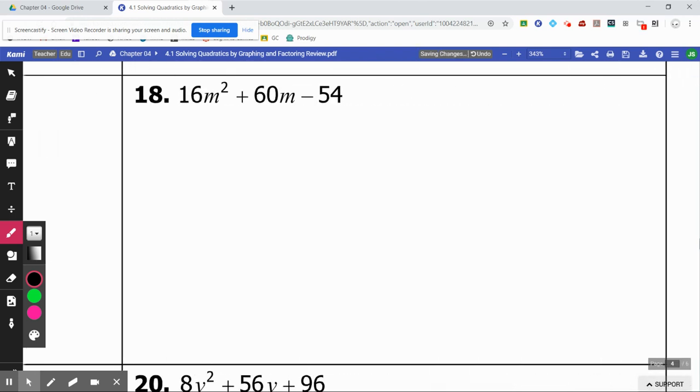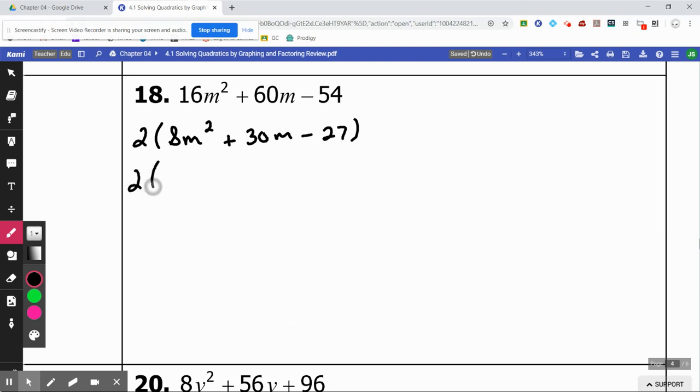Number 18. This one does have a GCF: 16, 60, and 54. We'll factor out a 2 out of all those. You're left with 8m squared plus 30m minus 27.